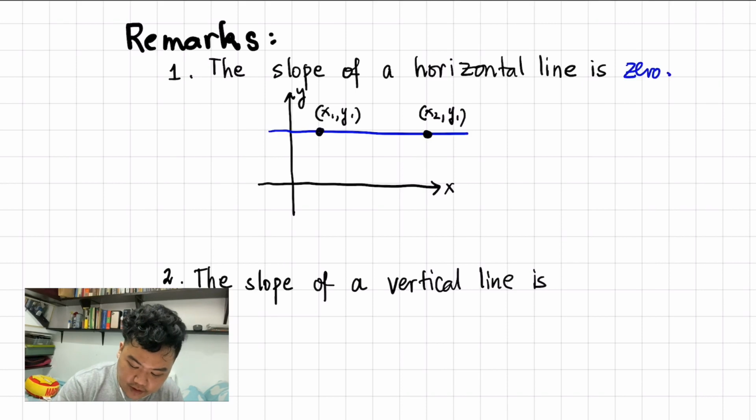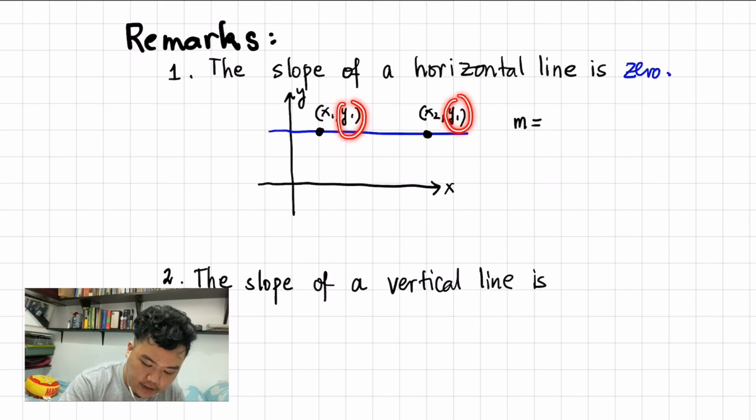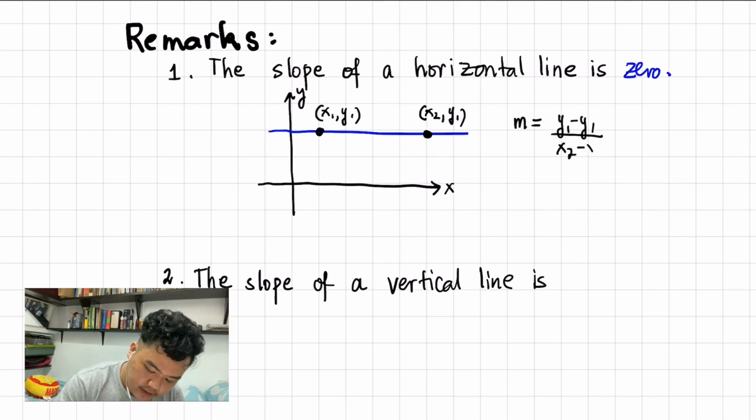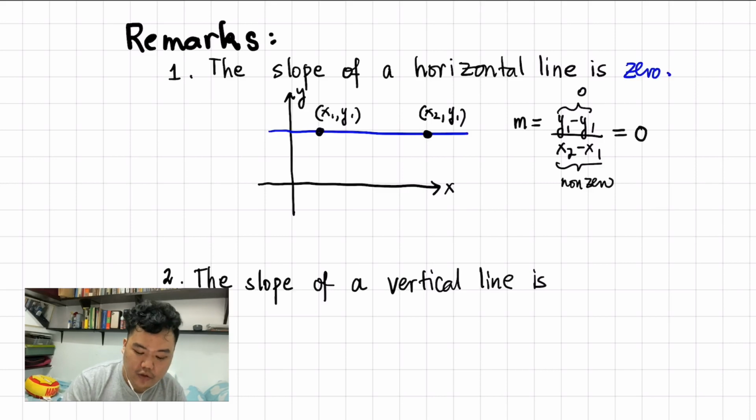And if you compute the slope, it is the difference of the y's, so y1 minus y1, divided by x2 minus x1. And since we pick distinct points, x1 and x2 must be different. So the denominator is non-zero, while the numerator is 0. That's why the slope is 0.